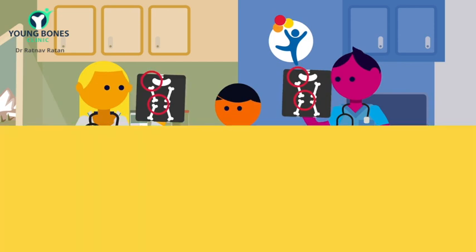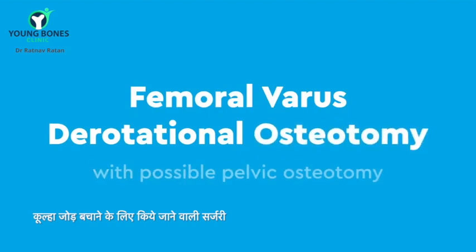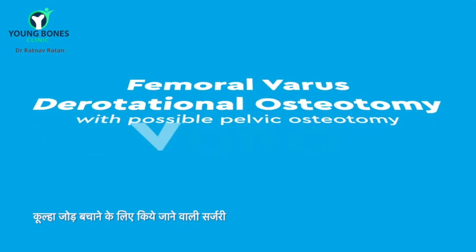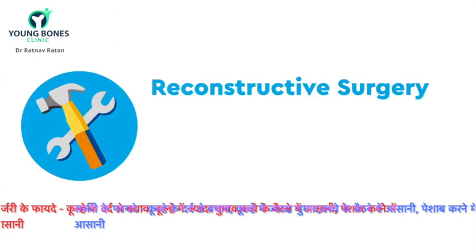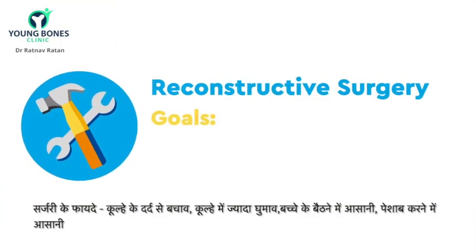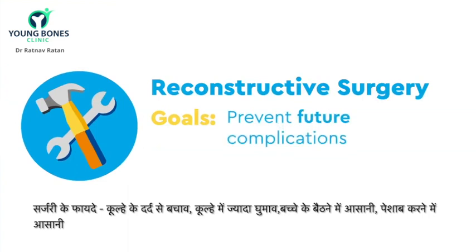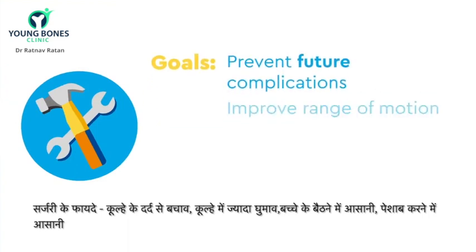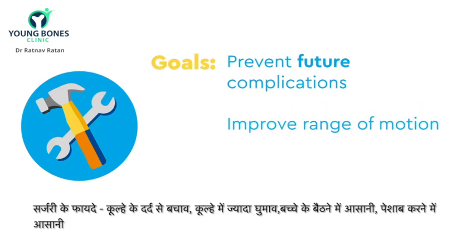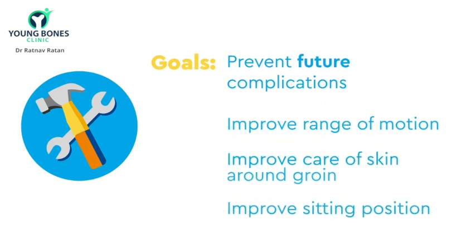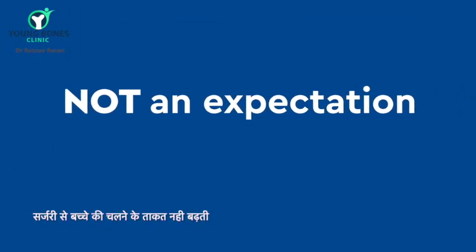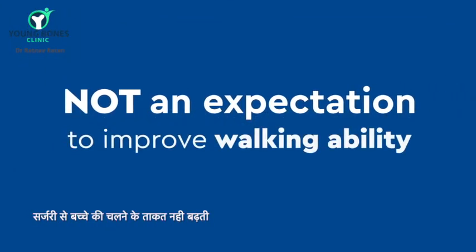Surgical treatment for these deformities is called femoral varus derotational osteotomy with possible pelvic osteotomy, or VDRO for short. VDRO is a reconstructive surgery, so many of the goals are to prevent future complications. VDRO can also improve range of motion of the hip joint, improve care of skin around the groin, and improve sitting position. It is not an expectation of VDRO surgery to improve walking ability for children with cerebral palsy.